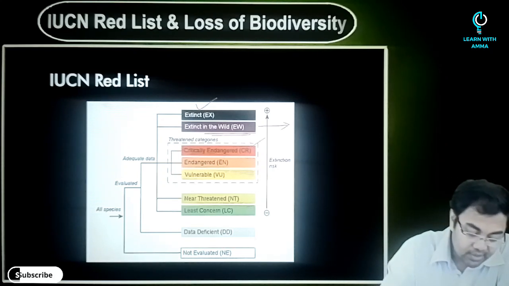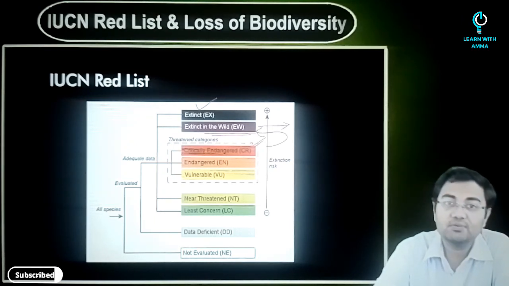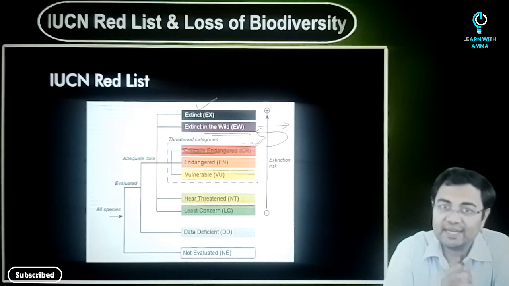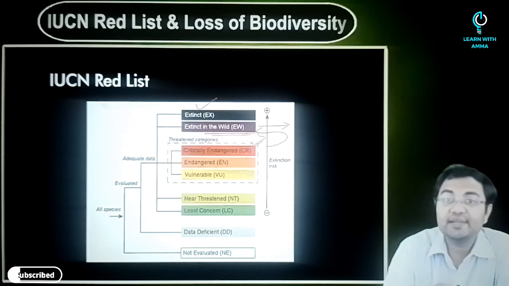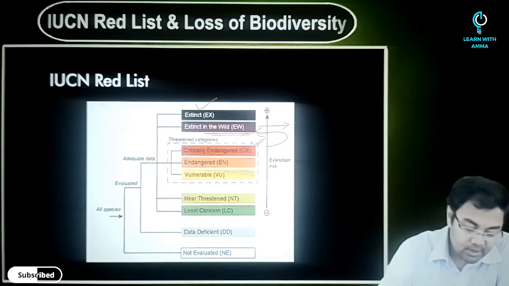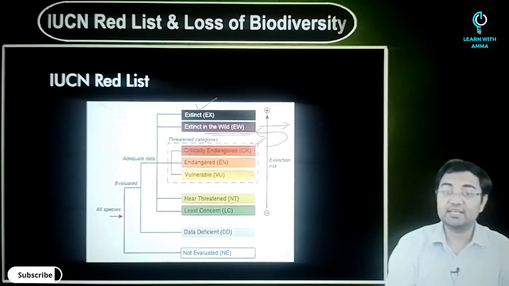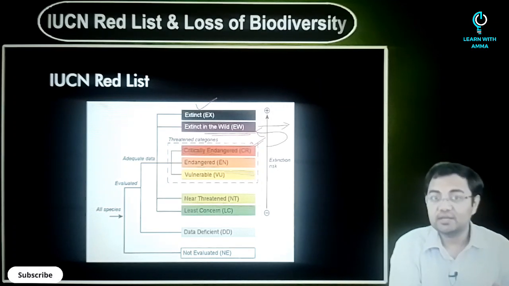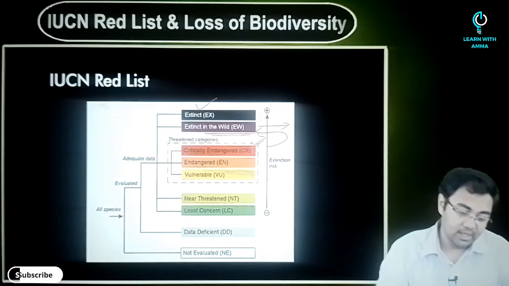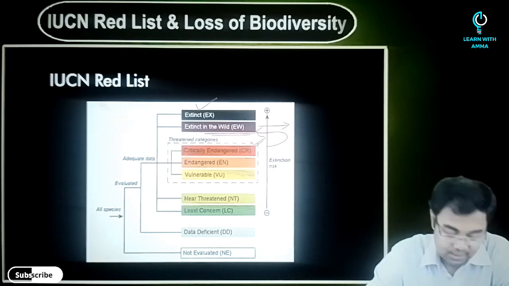Then after that you have critically endangered. Critically endangered is a kind of species which has been threatened with a very near future of getting extinct. That is, the likelihood of getting extinct in the near future is very high. So the conservation efforts will also be very high, but there are high chances that it will very soon be declared extinct in the wild. So that's why this is a category where a lot of emphasis has to be put.